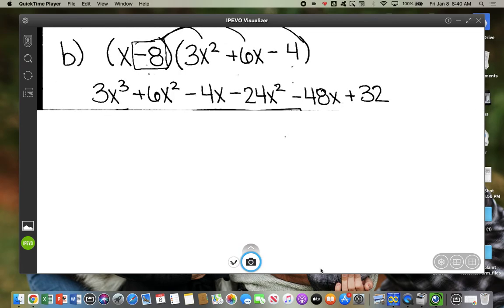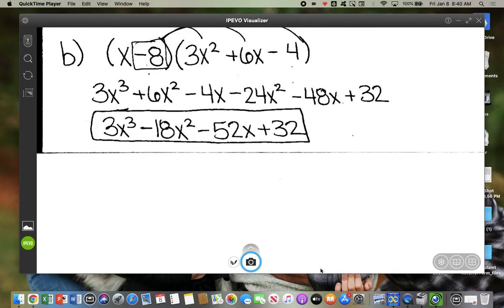And then we have to combine like terms. So whenever you're combining like terms, this is what I got. Do you guys agree or disagree with me? You agree? So my 3x cubed just came straight down. But this was a positive 6 minus a 24 gave me the negative 18. Negative 4, negative 48 gave me the negative 52. And then I bring down my 32.